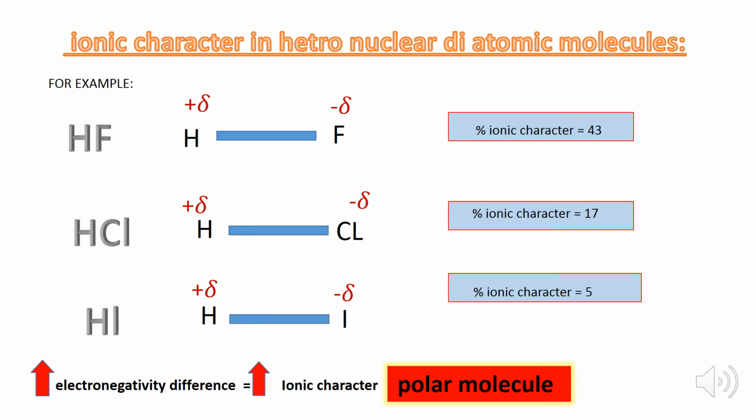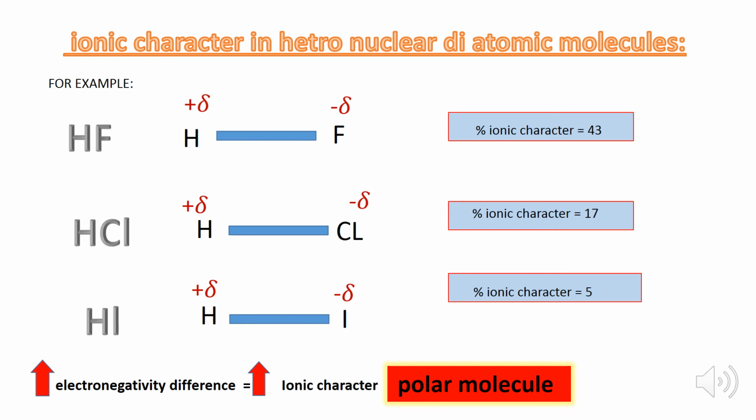Now what about hydrogen iodide? Here iodine is more electronegative, therefore it has a partial negative charge, whereas hydrogen has a partial positive charge. As a result of this unequal sharing of an electron pair between hydrogen and iodine, partial charge formation takes place. And we know when there is an electronegativity difference between two atoms, it results in ionic character. So in the case of hydrogen iodide, the ionic character is 5%.